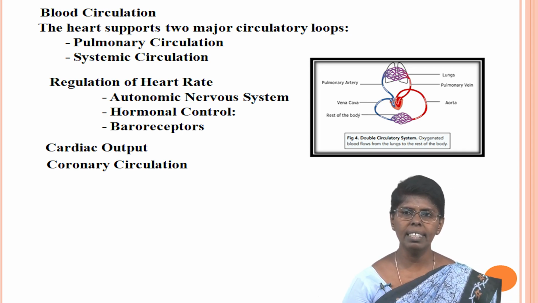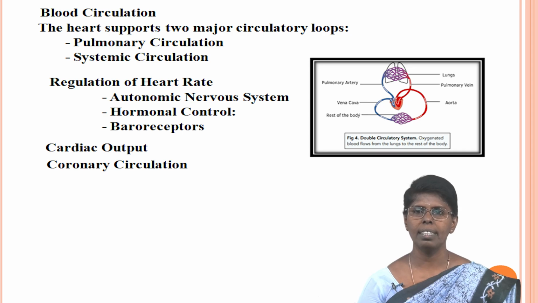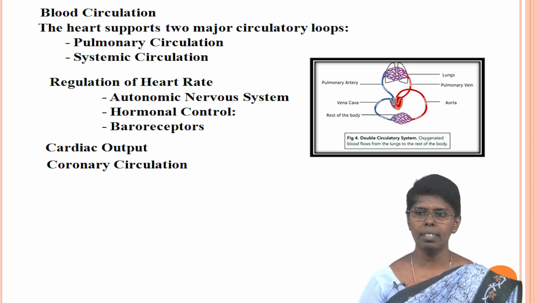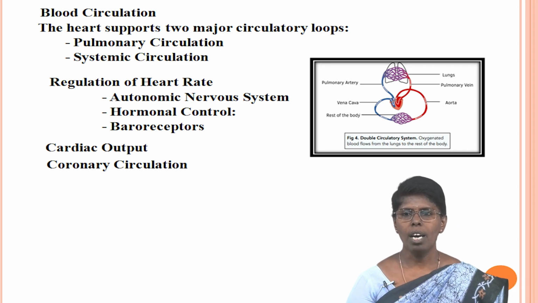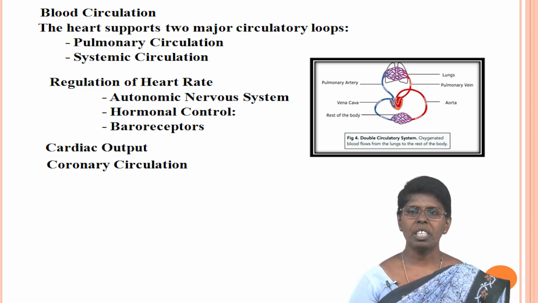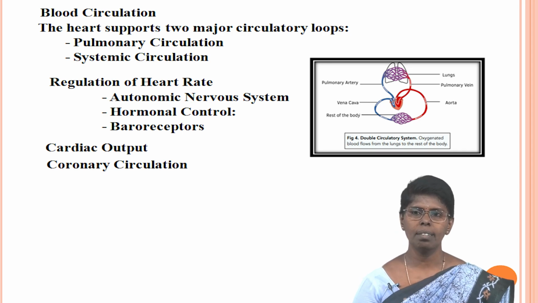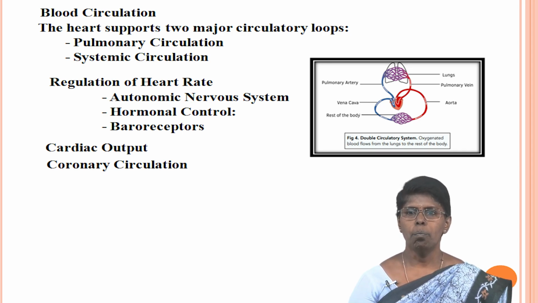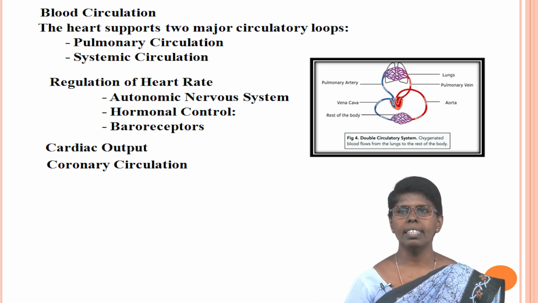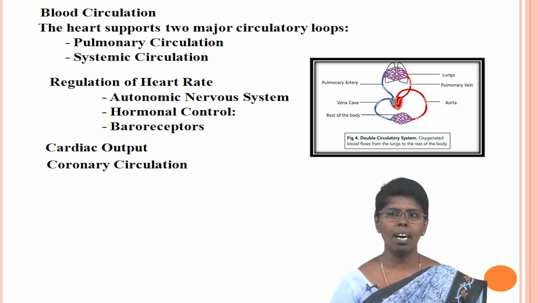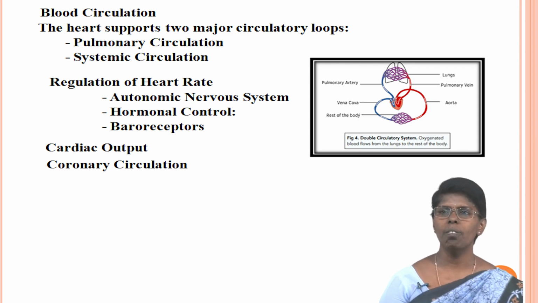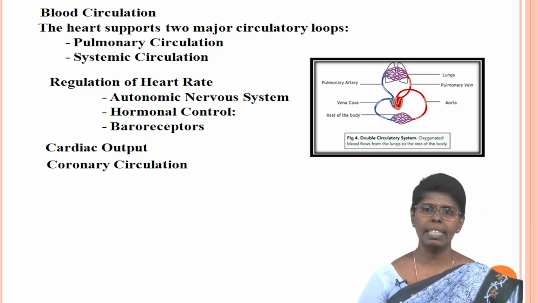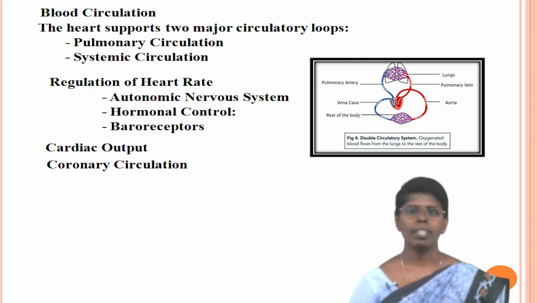Hormones like adrenaline, that is epinephrine, increase the heart rate and force of the contractions during the fight or flight responses. Baroreceptors. These pressure sensitive receptors in the aorta and carotid arteries monitor the blood pressure and send signals to the brain to adjust heart rate accordingly. The cardiac output is the volume of blood pumped by each ventricle per minute.